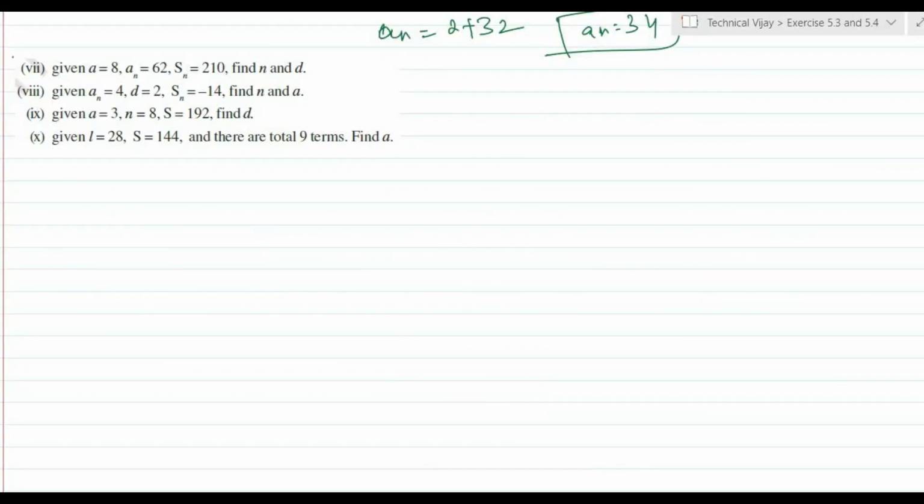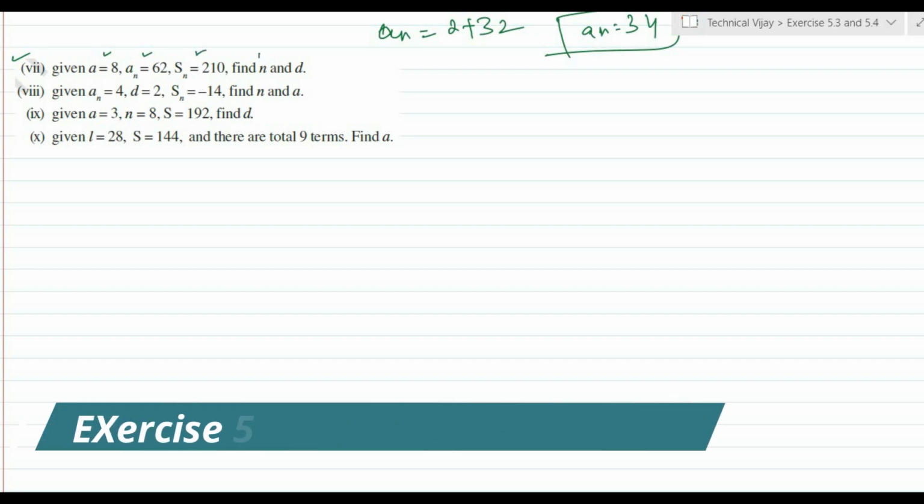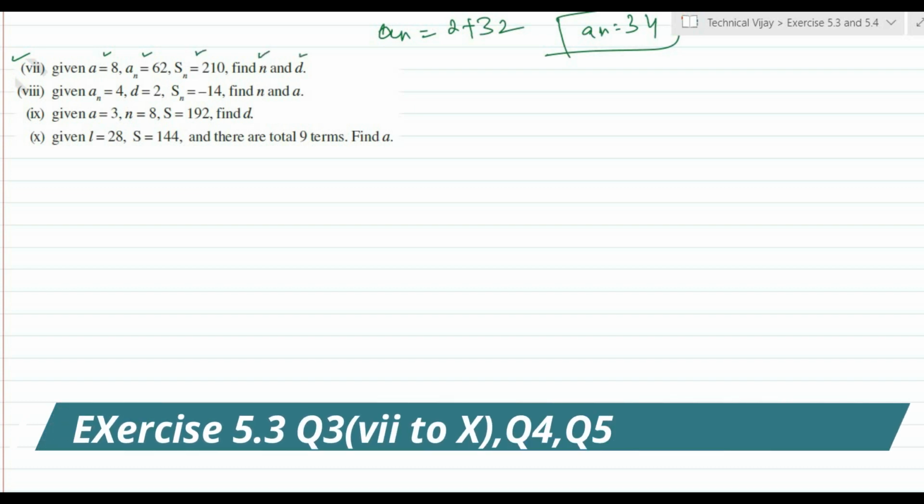So here, seventh one. Given A is equal to 8, An is equal to 62, Sn is equal to 210, and here we have to find N and D. We know the formula for Sn is equal to N by 2 into 2A plus N minus 1 into D. Here we know Sn and A, and we have to find N, but D is also not given.